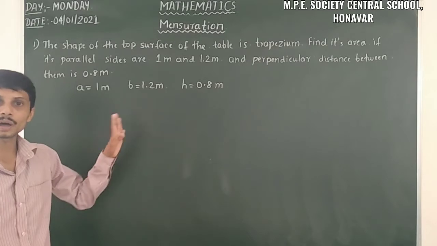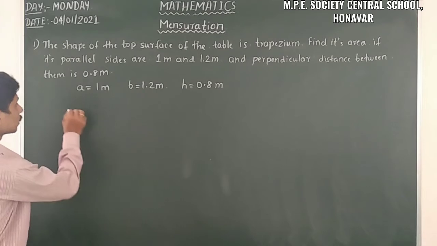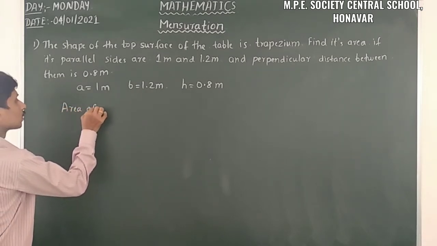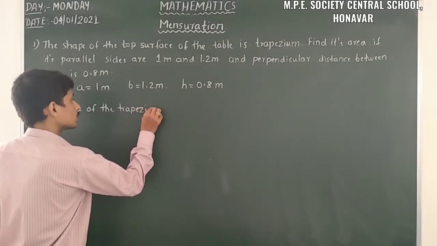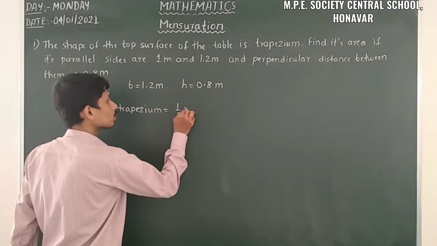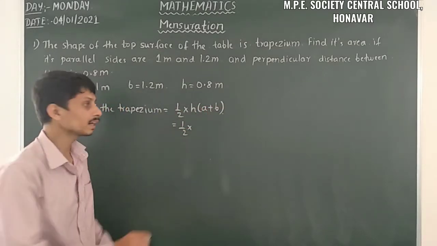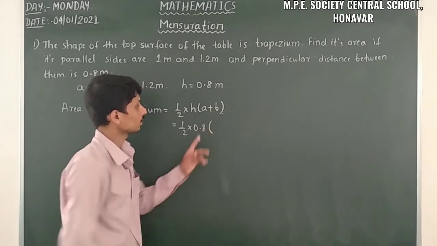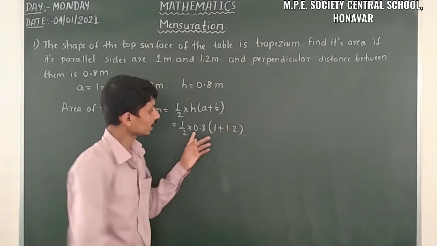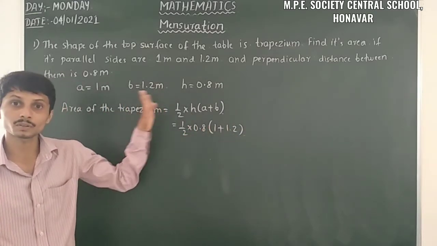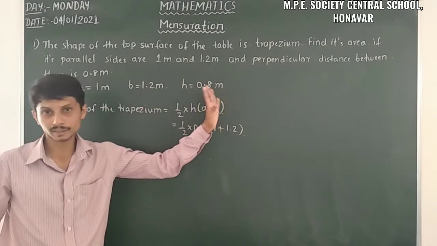And then we have to apply this in the formula. So what's the formula for finding the area of the trapezium? Area of the trapezium is equal to 1 by 2 into h into (a plus b). So the value of h is 0.8, and a is 1 meter plus b is 1.2 meter. So here I have inserted all the values, just look at all the units here. It's a meter, it's a meter, it's a meter. So all these three are in meters.